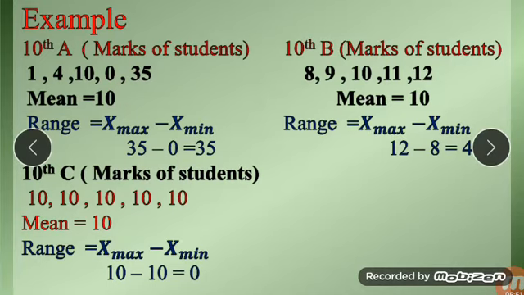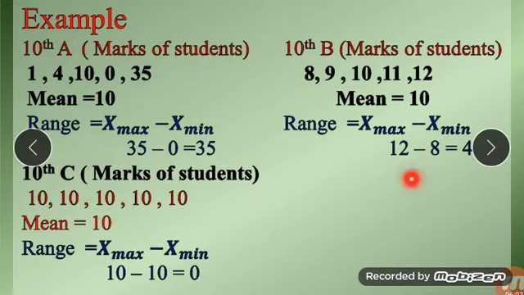35 is the highest and 0 is the lowest. So we'll get 35. Here the highest value is 12 and the lowest value is 8. So we'll get 4. Here all the values are the same, so there is no dispersion. The dispersion or the variation here is 0.